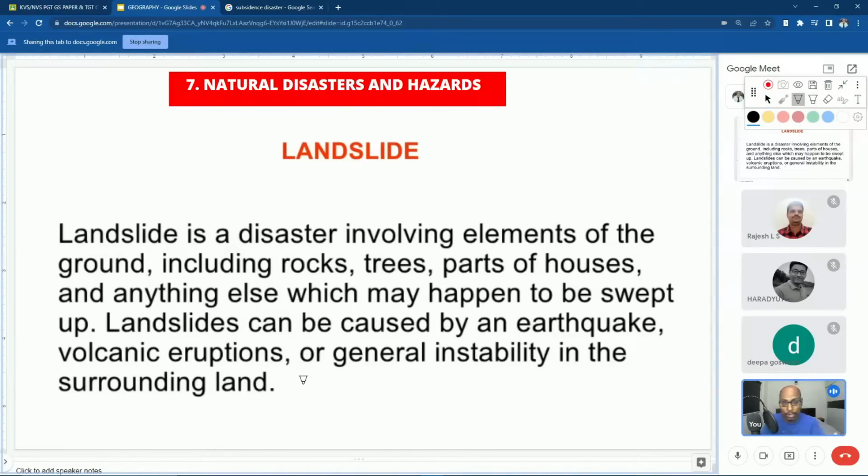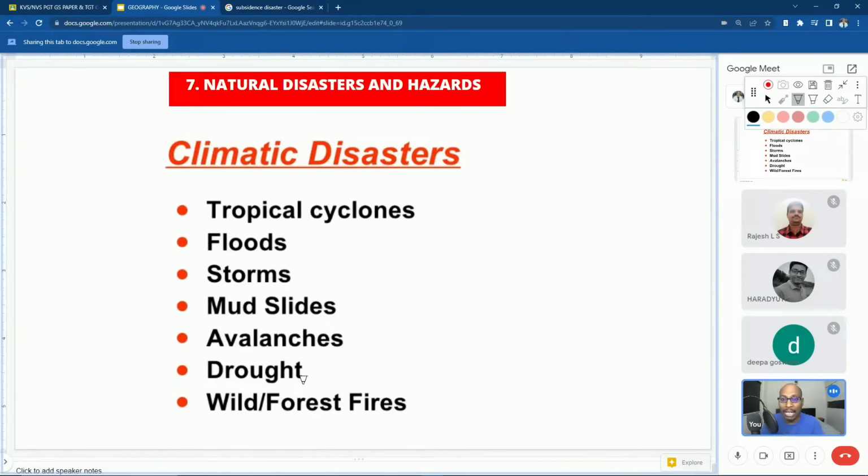As I told you, loose soil is there, so automatically it will fall down from the higher layers. We have also seen landslides when we were working in the northeastern part of India, so that is quite common in those places. Then we have climatic disasters. First one is tropical cyclones, floods, storms, mudslides, avalanches, drought, wild forest fires.